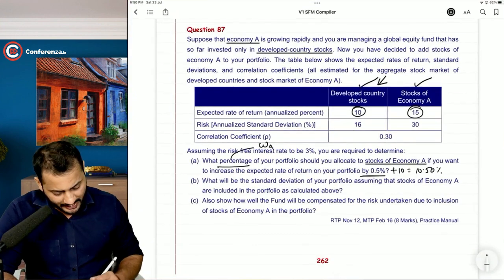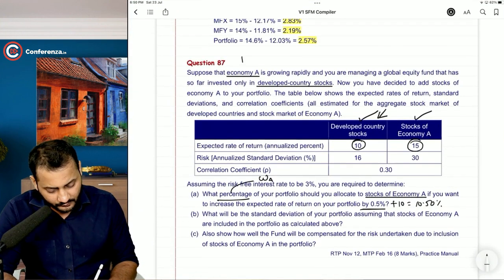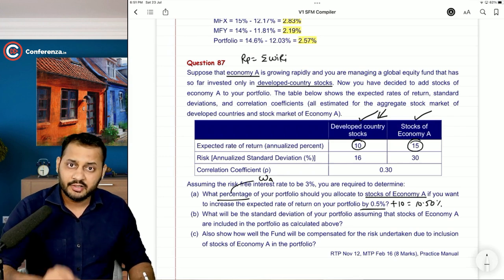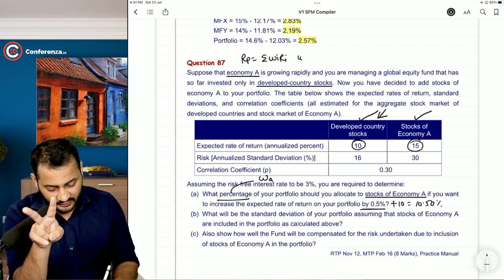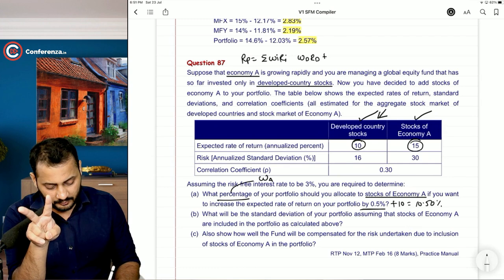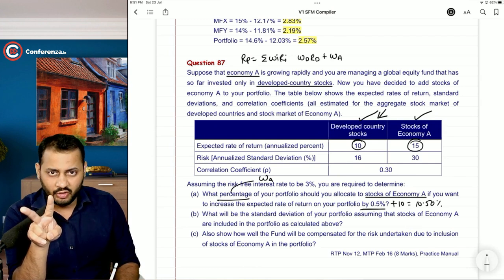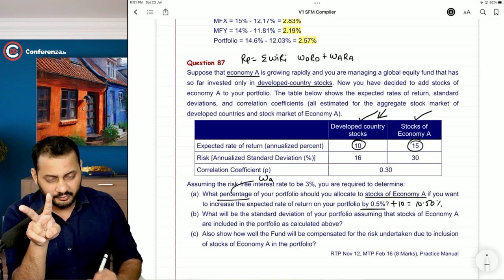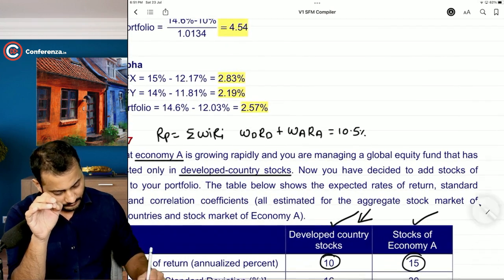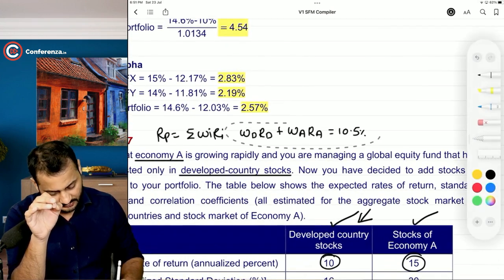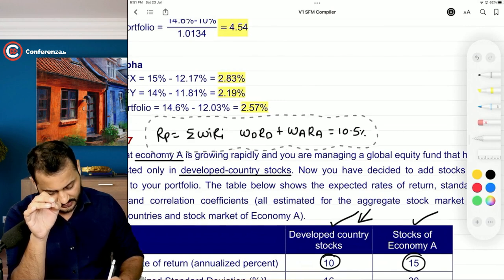Have a look. How do you calculate the portfolio return? First of all, portfolio return is equal to summation of weight i times R i. Am I right? Weighted average. And in your portfolio, there are only two things. First is the weight of developed countries stocks into return of the developed countries plus weight of economy A into return of economy A. Am I right? And this should be equal to 10.5%. Am I right? Also, please take this part. Let's take this entire part here.